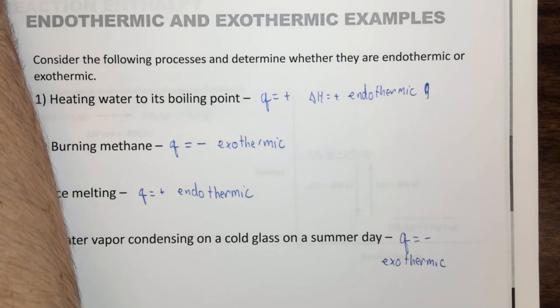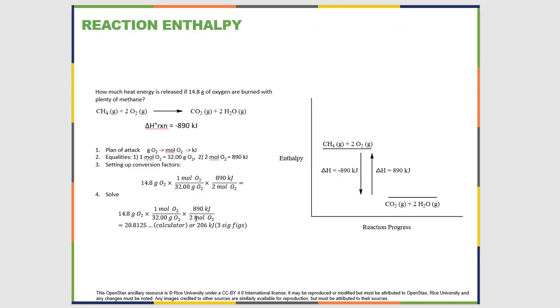Now the next thing we want to look at is reaction enthalpy. And you've seen these types of diagrams before, but I just want to show you another one. Here we have methane plus 2 oxygen forming carbon dioxide and water. The enthalpy of methane and oxygen is relatively high. The enthalpy of carbon dioxide and water is relatively low. So when you perform this reaction, it releases 890 kilojoules of energy.